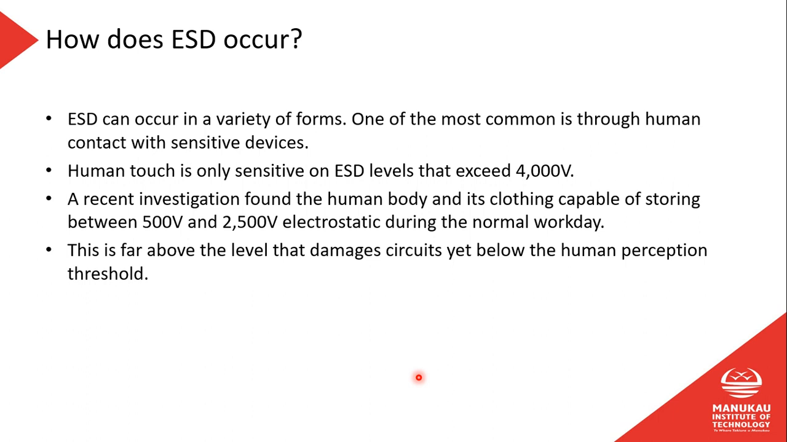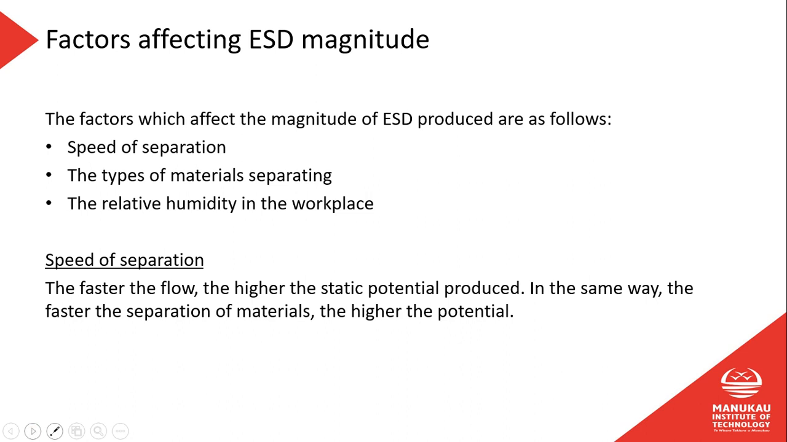So how does ESD occur? Well, we've all felt it, but the most important one that we need to be aware of in terms of electrostatic protection is electrostatic discharge from the human body. Factors which affect the magnitude of the ESD produced are the speed of separation, types of materials separating, and the relative humidity of the workplace. So the faster the flow, the higher the static potential produced. In the same way, the faster the separation of materials, the higher the potential.